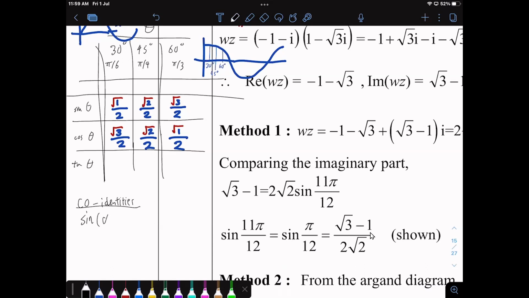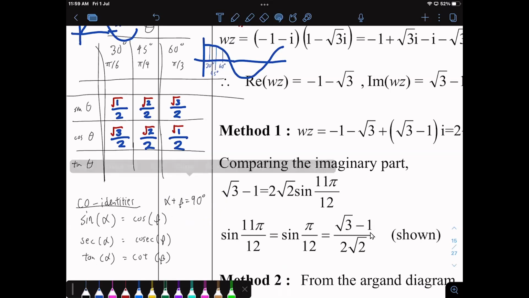Sine of alpha equals cosine of beta. Likewise, secant of alpha equals cosecant of beta. Likewise, tangent of alpha equals cotangent of beta, where alpha plus beta adds up to 180 degrees. Sorry, no. Complementary identities. 90 degrees. Apologies, 90 degrees, not 180. This is always true.